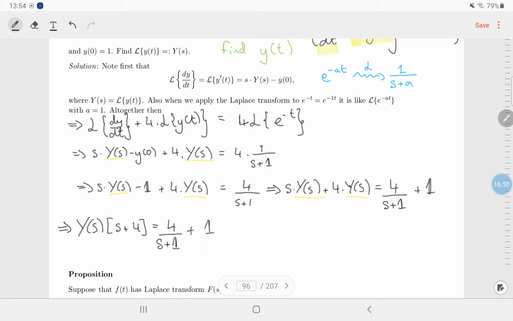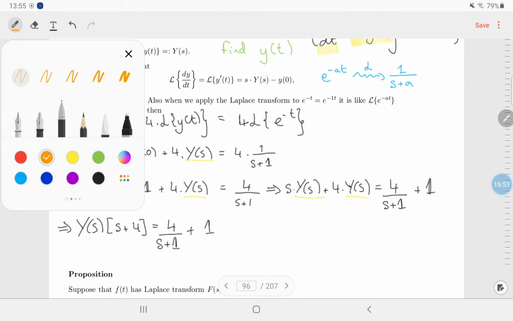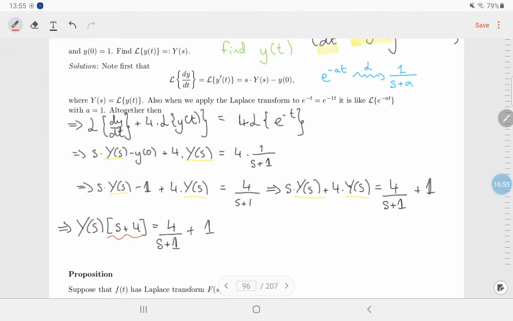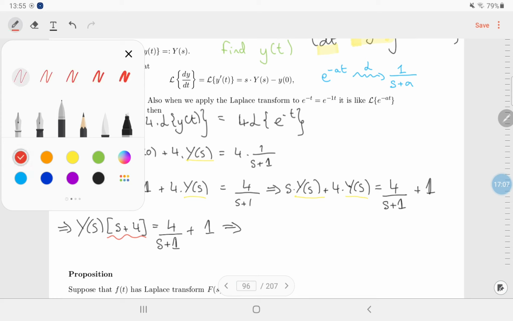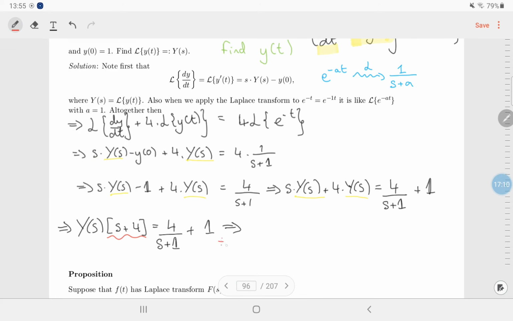Now we're trying to get Y of S on its own. It's multiplied by this S plus 4, and we don't want that. So what's the opposite of multiplying by S plus 4? Dividing by S plus 4. So we're going to divide both sides by S plus 4, and I'll just write that down to keep track of it. If I divide the left-hand side by S plus 4, you'll have Y of S multiplied by S plus 4, divided by S plus 4. The division gets rid of it, it undoes it. So you get Y of S equal to.